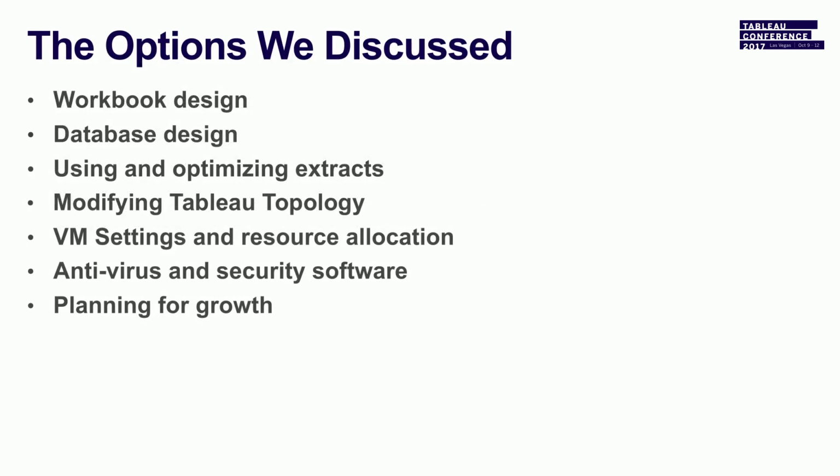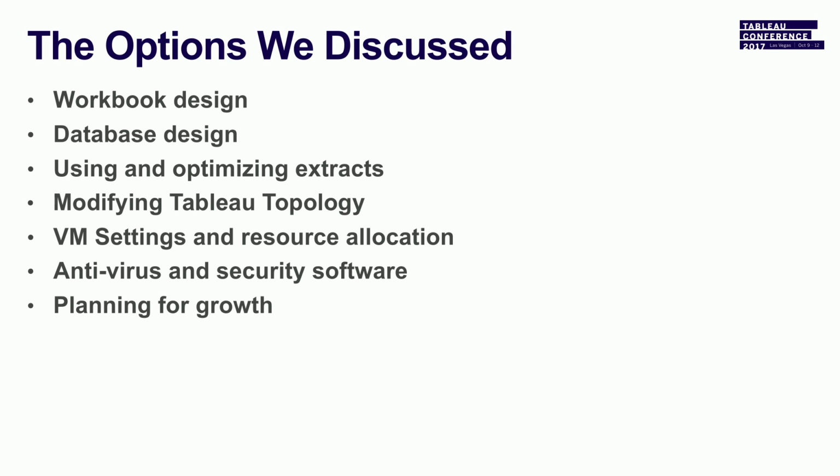So some of the options we discussed of what we could do: we can tweak our workbook design, and small changes there can really have a big impact. We can tweak our database design, and in doing that, we can reduce the amount of data that's being returned, get a speedier experience, save on memory. Using and optimizing extracts, same thing, we're localizing the data. We can make it be just the data we need. It can be really fast, including when we're using Hyper. We can modify the Tableau topology to be a little bit smarter about using the resources that we already have.